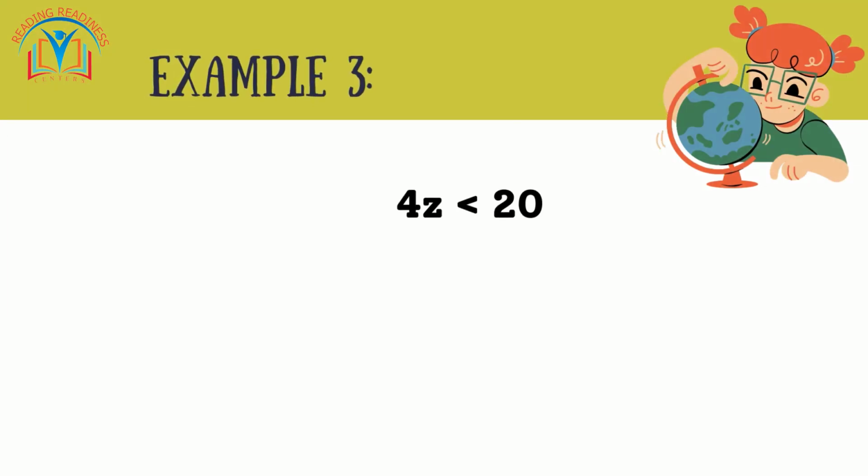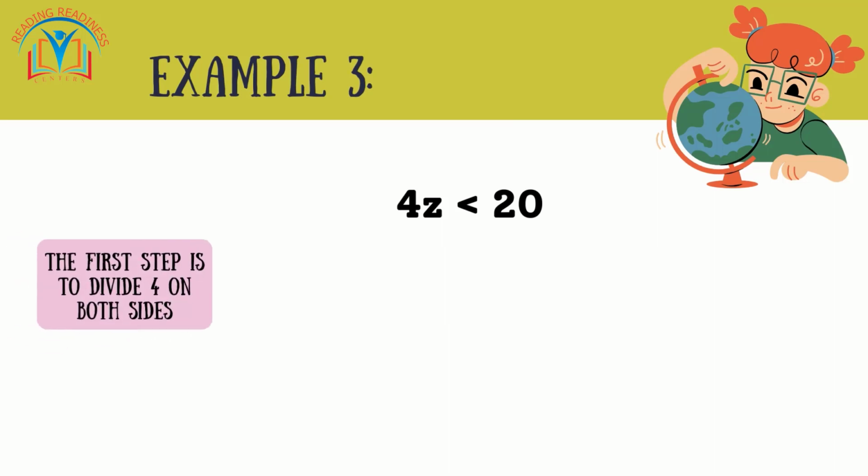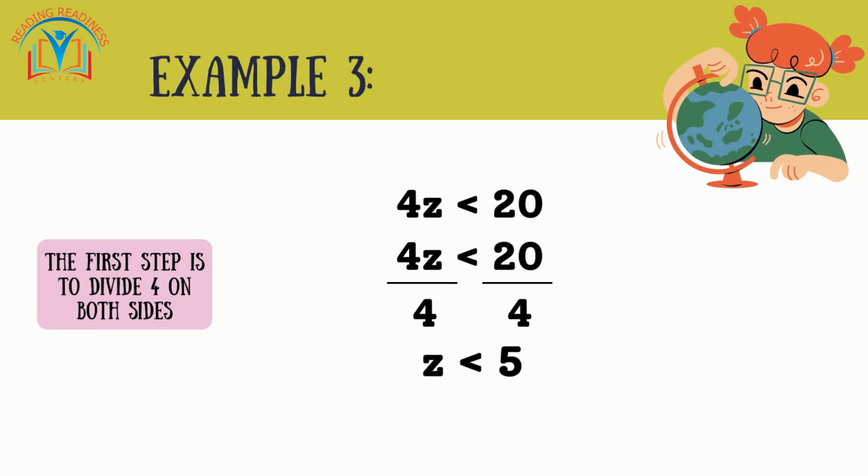Example number 3. Lastly, let's solve 4z less than 20. The first step is to divide by 4 on both sides. 4z divided by 4 is less than 20 divided by 4. The answer is z less than 5. Picture it as a magic garden where numbers are smaller than 5.